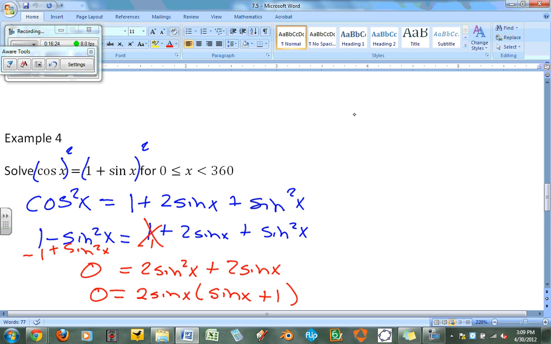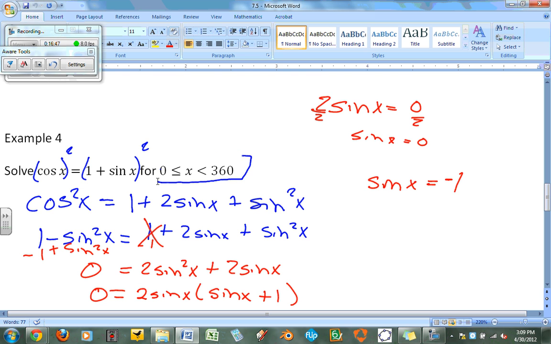So when I set both of these equal to 0, I get 2 sine of x equals 0, and sine of x plus 1 equals 0, or sine of x equals negative 1. Here I'm going to divide by 2 to get sine of x by itself, and I have sine of x equals 0. So we have to solve between 0 and 360. All right. When does sine equal 0? Well, it equals 0 at 0 because that's where it starts out.